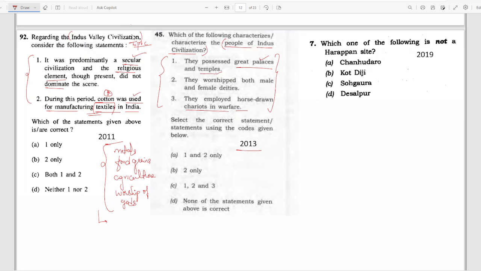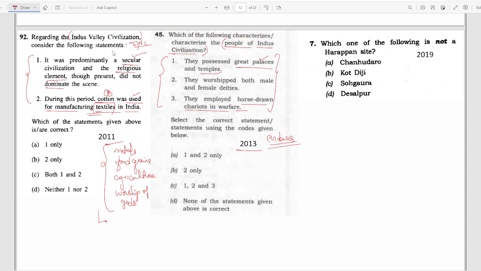You have to learn about Indus Valley Civilization and the people and the society and the religion, whether it is a secular or a non-secular civilization, and what was getting manufactured, whether there was worship of gods, whether there was presence of temples or palaces, and what was used in warfare. You can draw inferences from the evidence that you get. What are the evidences that you have got? Depending on the evidence, you can say something was there or not there, or something was used, for example, whether horse-drawn chariots were used or not.